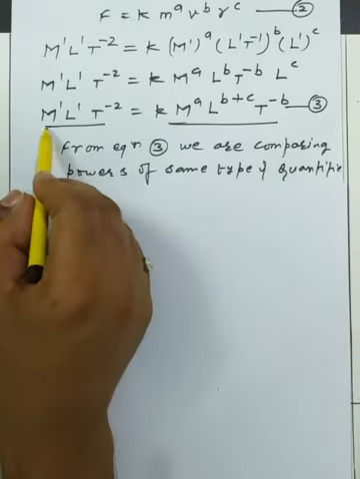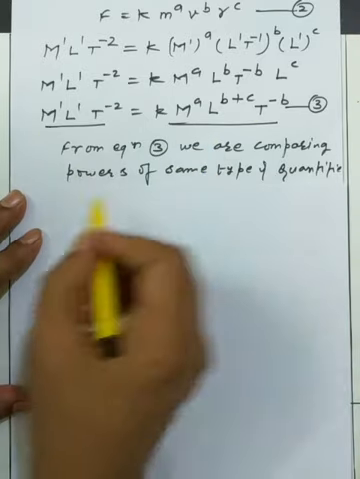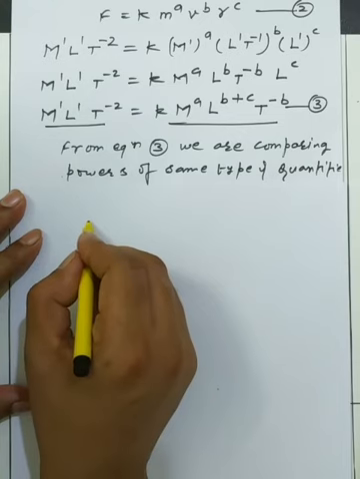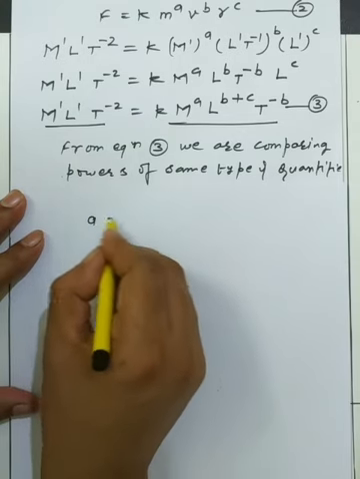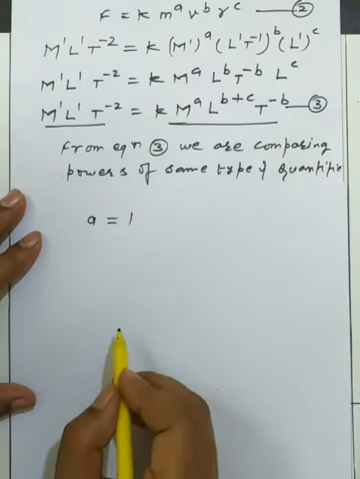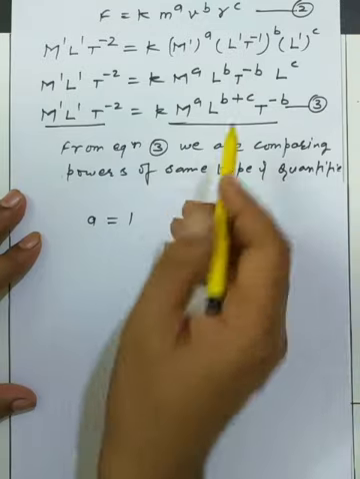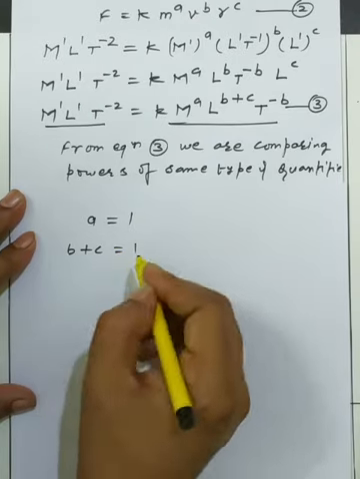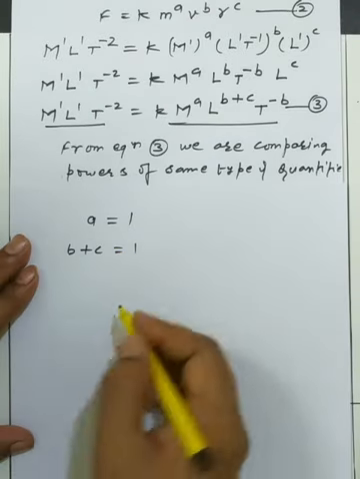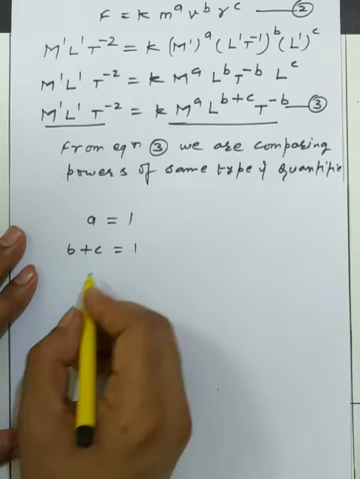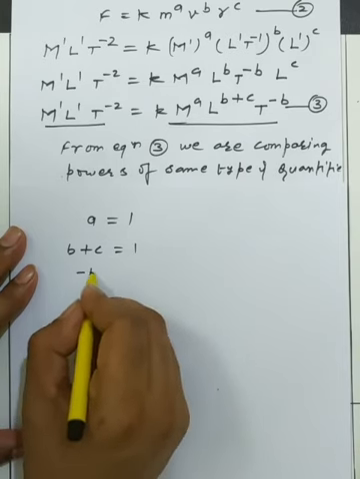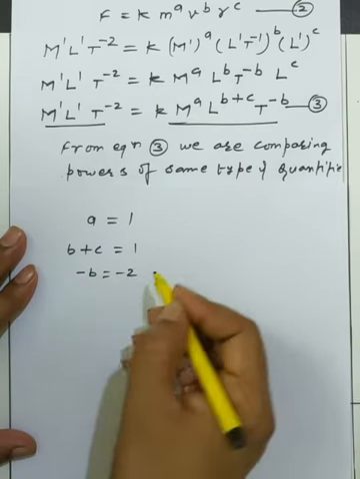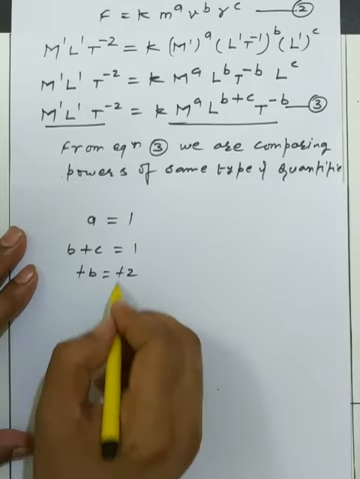So I am just comparing the m and m in the left hand side and right hand side. So I am just comparing the power, so I can easily write that a is equal to 1 we are getting. As we are just comparing the L, so we can write easily b plus c is equal to 1, students. Now further we have the comparison of the t, so I can write minus b is equal to minus 2, and simply we are getting b is equal to 2.